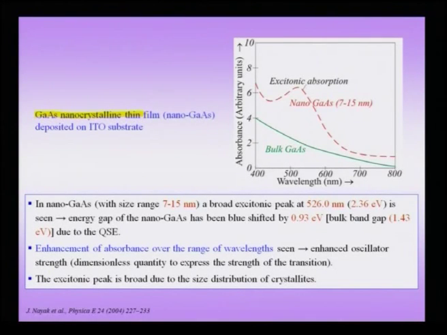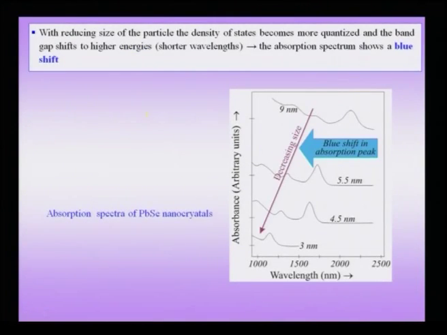After considering the example of gallium arsenide nanocrystalline thin film, we take up an equivalent example, the case of the PbSe nanocrystals, wherein again we see this dramatic effect of blue shift, which is coming from quantum confinement effects in these semiconductor nanocrystals. Now, we have already noticed that the density of states becomes more quantized and the band gap shifts to higher energies, which is the root cause for this blue shift.